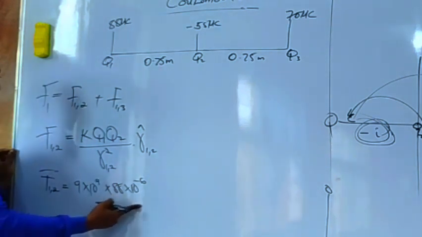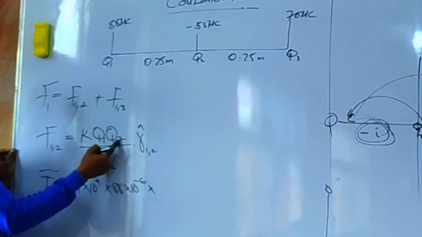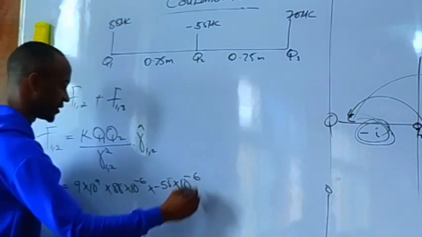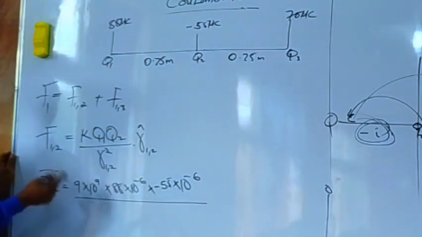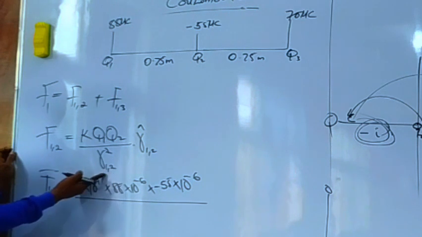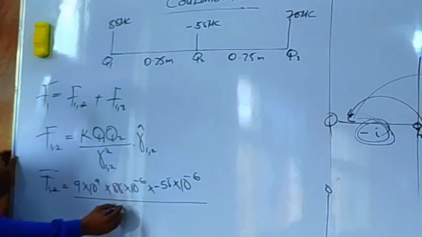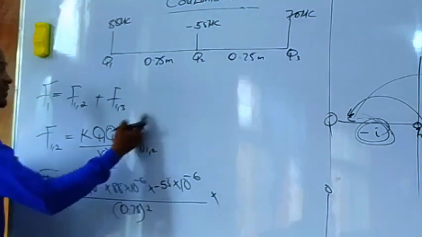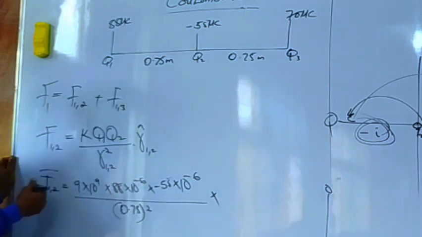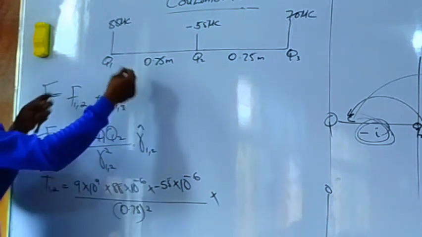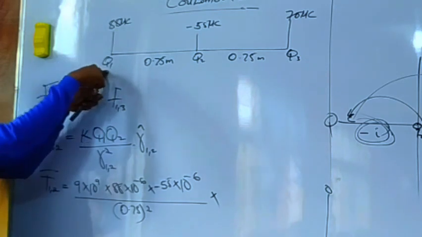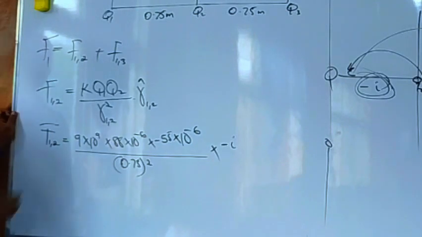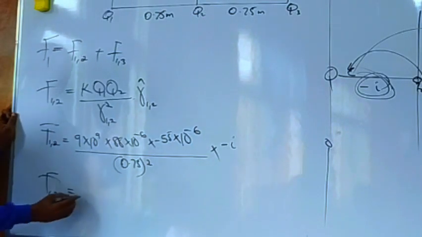Micro means 10 raised to minus 6. Then multiplied by Q2, minus 55 times 10 raised to minus 6, all divided by the distance between charge 2 and charge 1, which is 0.75, all squared. Multiplied by our unit vector from 2 to 1, minus i. Why? Because the action is towards negative i. Here it becomes minus i. So here we have our F12 equals what?